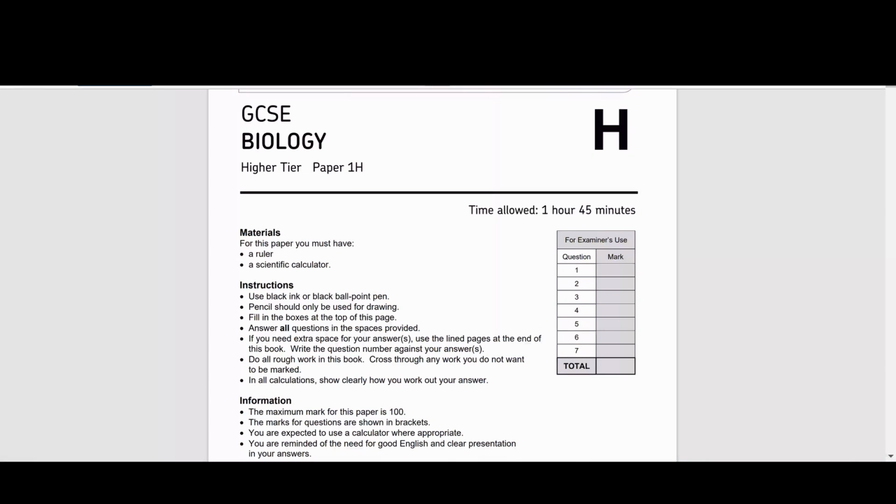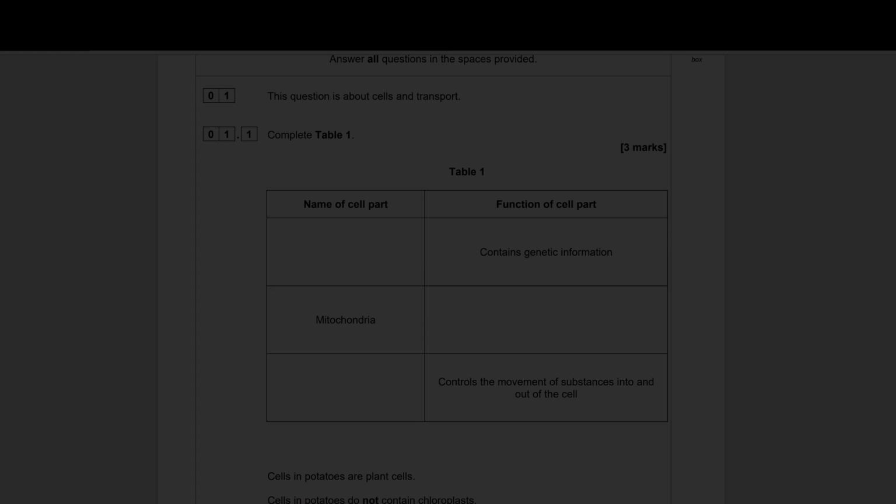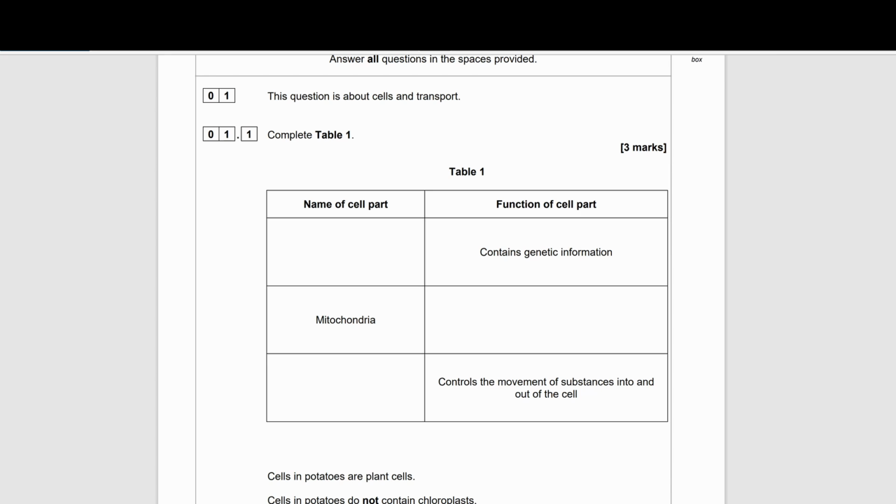This will be a walkthrough of the AQA GCSE Biology 2022 Higher Tier Paper 1. Okay, question 1. This question is about cells in transport.